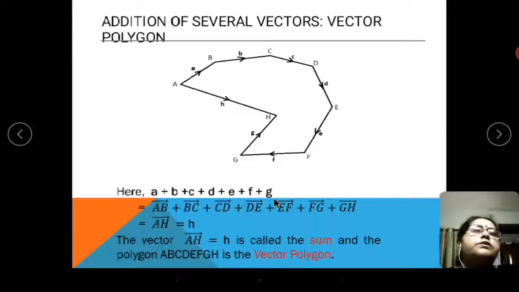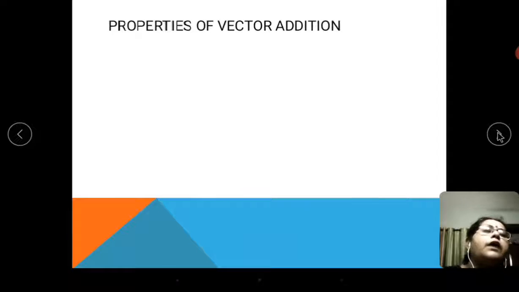Here we will use the same concept of displacement, that via this A, B, C, D, E, starting at the point capital A, we are actually reaching the point H. So what is the net displacement? That is the vector small h or AH. So the sum of these vectors is nothing but this H vector. This H vector is now called the sum, and this A, B, C, D, E, F, G, H is called the vector polygon. Now, having seen these different types of vector addition, we look into the properties of vector addition.